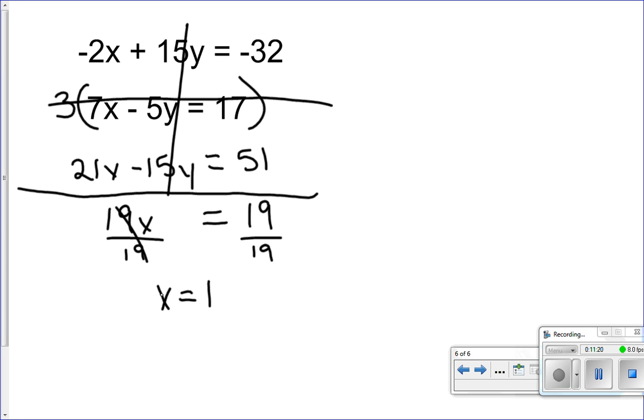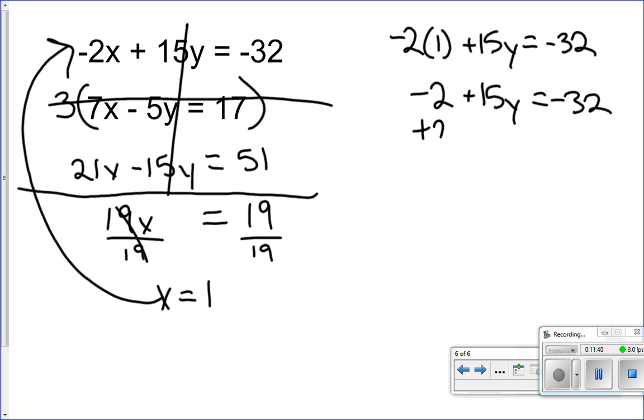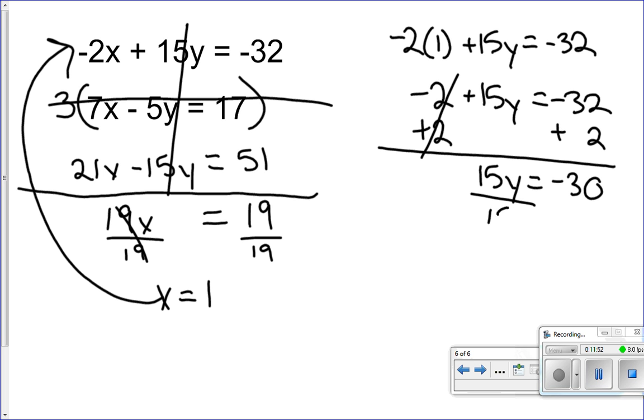Then I'm going to plug it into one of my equations. I'm going to choose the top equation. I get negative 2 times 1 plus 15y equals negative 32. Negative 2 times 1 is negative 2. Then I add 2 to both sides. And I'm left with 15y equals negative 32 plus 2 is negative 30. Divide both sides by 15. Y equals negative 2. So the solution is (1, negative 2). Hopefully you got that.